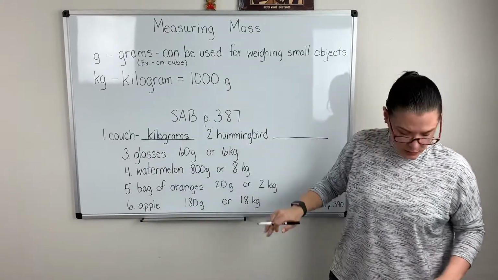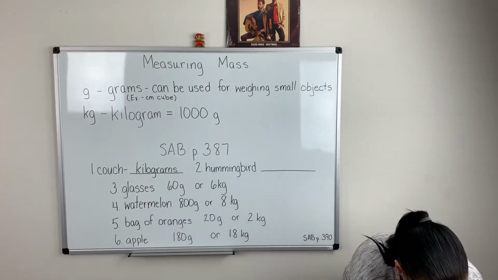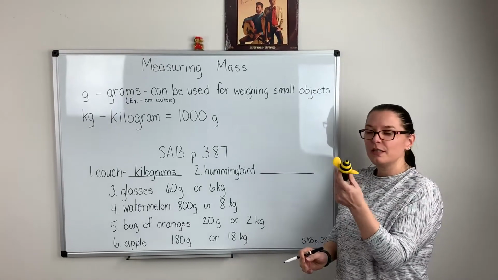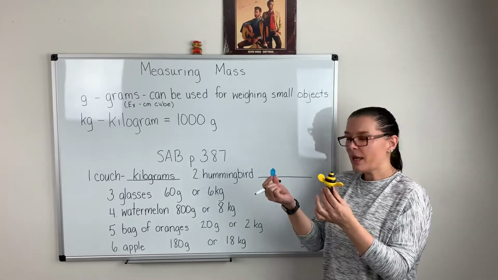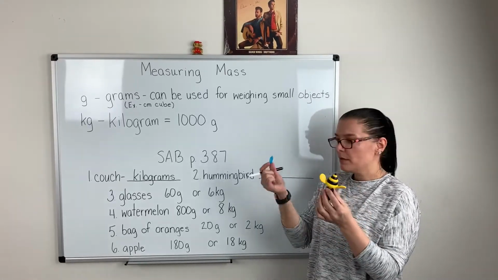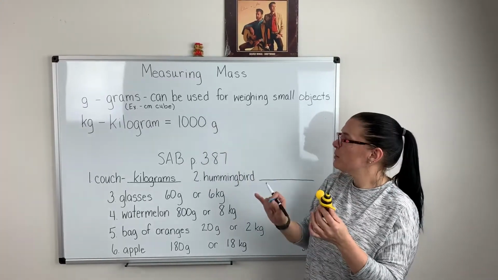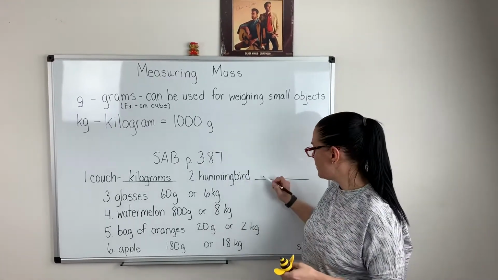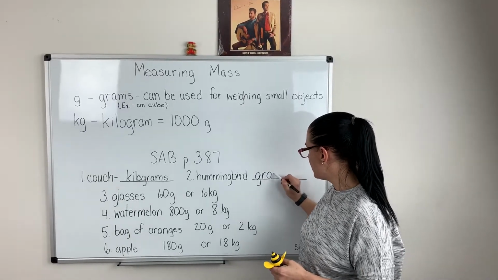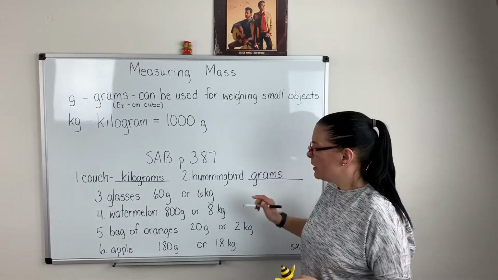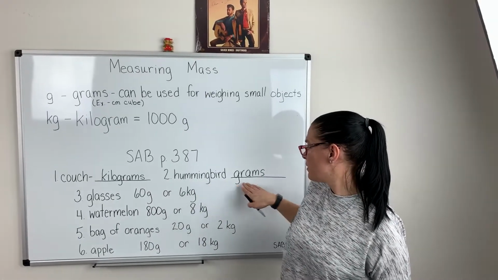So our second one would be if you were weighing a hummingbird. Now this is not a hummingbird, but it's a very small object. It's as close as I have here in my house. I would use grams because it's a small object. And again, when we're weighing small objects, we use grams. So for hummingbird, I would say I would measure with grams. Large object, kilograms. Small object, grams.